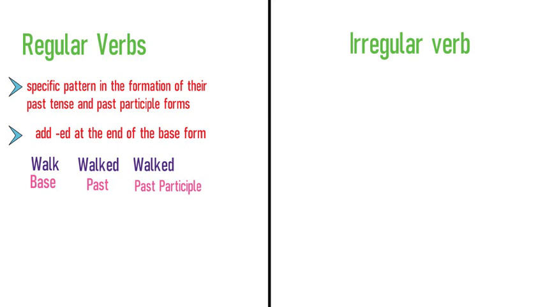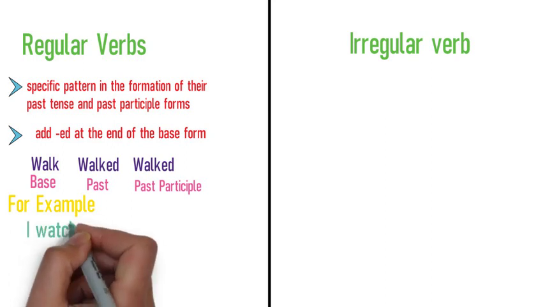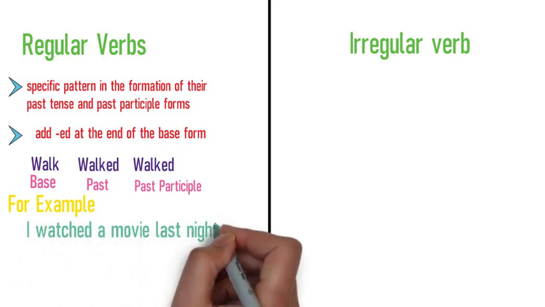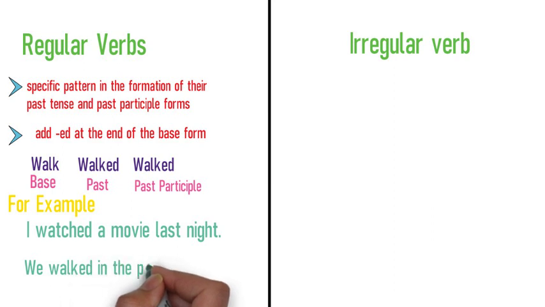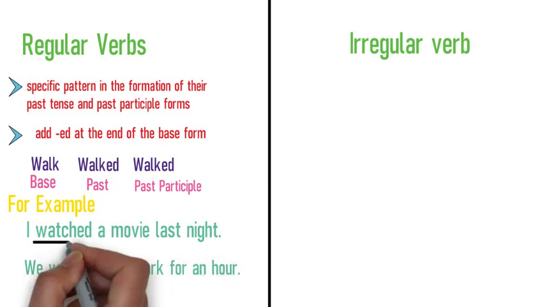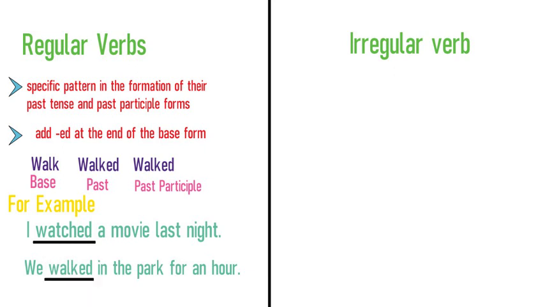Here are some sentence examples of regular verbs. I watched a movie last night. We walked in the park for an hour. In both these sentences, watched and walked are regular verbs because in the past and past participle forms, these verbs only have to add -ed at the end of their base words.